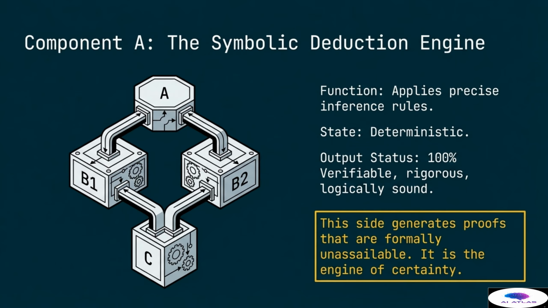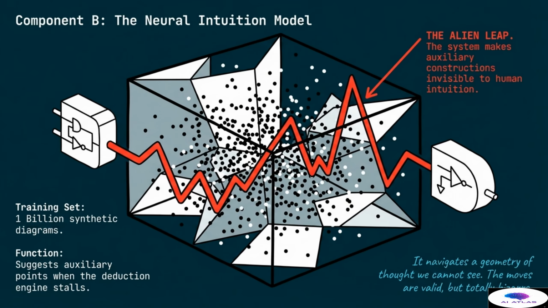Unlike neural models that can hallucinate or give approximate answers, the symbolic engine operates on the bedrock of mathematical truth. If it produces a proof, that proof is guaranteed to be correct according to the axioms of the system. This part of the architecture provides the guardrails for the entire process, ensuring that the creative leaps taken by the neural side do not lead into logical dead ends. It represents the classical side of mathematics, where every step must be justified and every conclusion must follow inevitably from the premises.